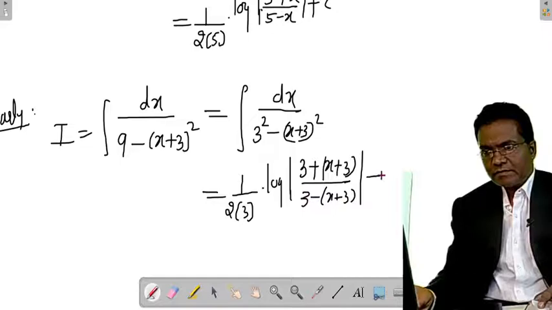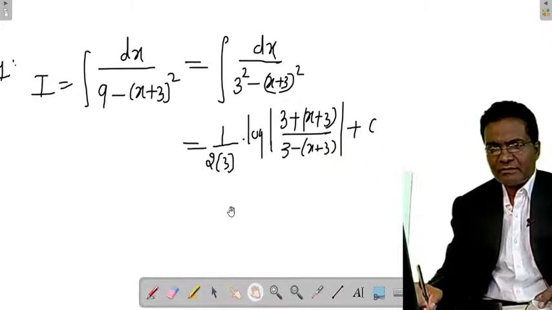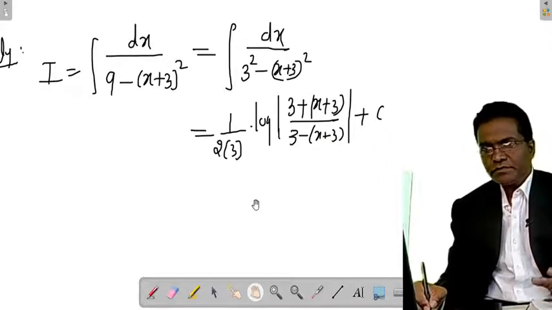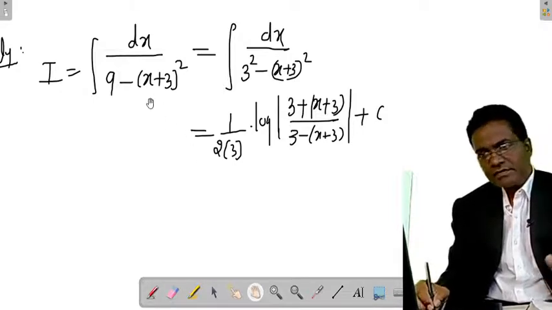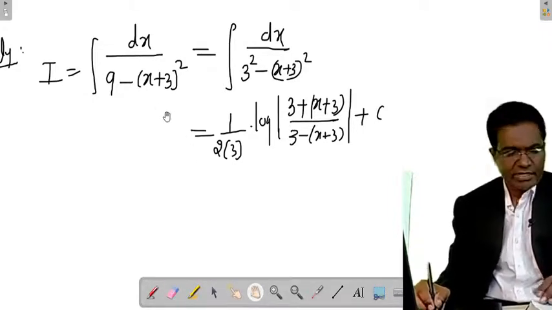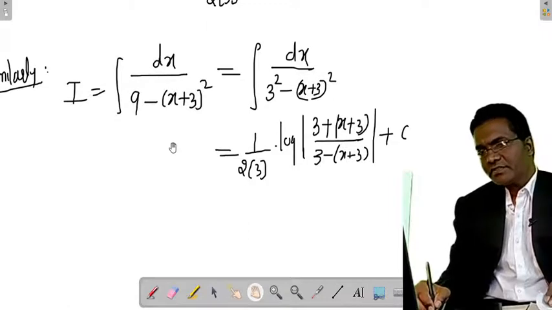Okay, plus see, I had given a sample example. So you may take any other function. We will be dealing with this much in the next session.